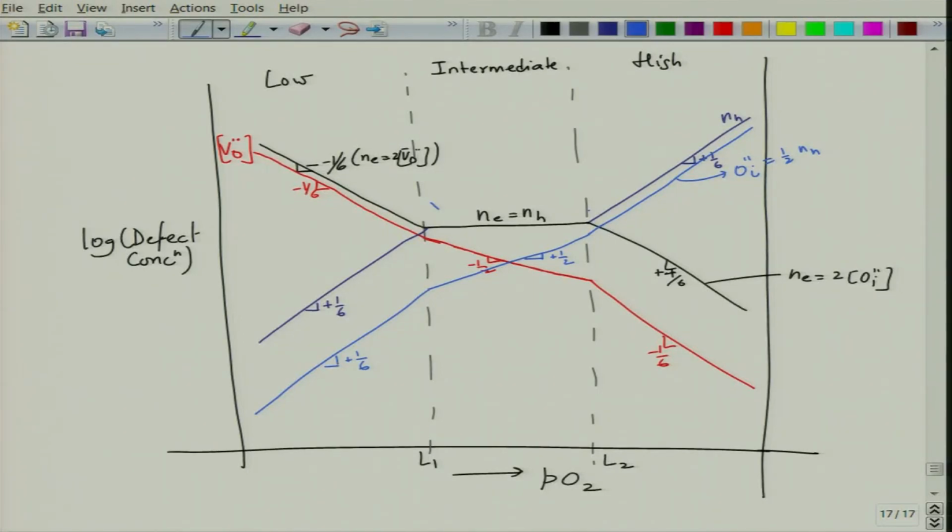So this is how the variations of defects with PO2 will occur under different conditions. Under this condition, when the intrinsic ionization dominates, under reducing conditions the dominant defects are oxygen vacancies and electrons. Under oxidizing condition, the dominant defects are oxygen interstitials and holes. Under stoichiometric conditions, you are likely to have Ne is equal to NH with lower concentration of OI and VO.